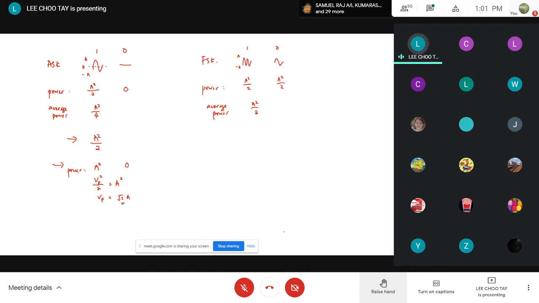Okay, so if you actually transmit your ASK with the amplitude of root 2 A instead of A, so that means your Q function now is actually what? Root 2 A over 2 sigma, isn't it? Correct or not? So that will give you a Q function of A over root 2 sigma, which is the same as the Q function for FSK, which is A over root 2 sigma.